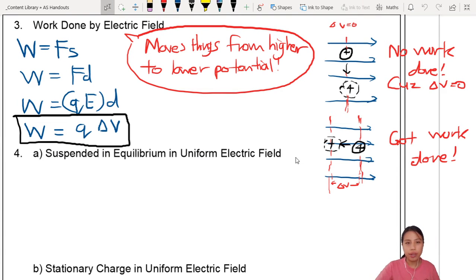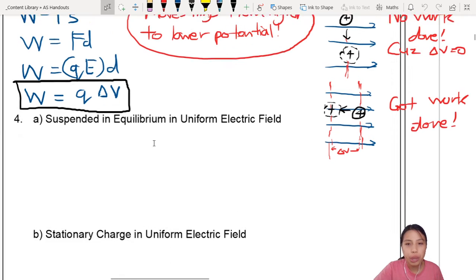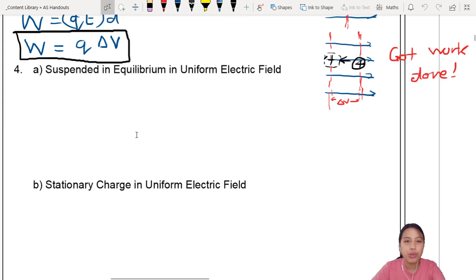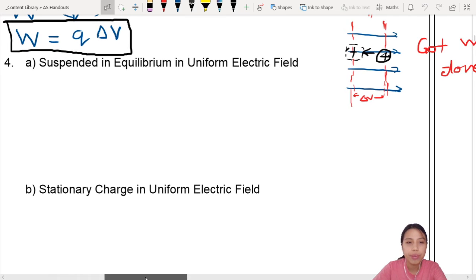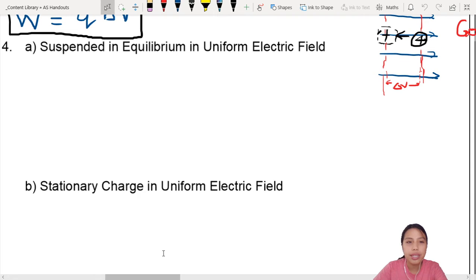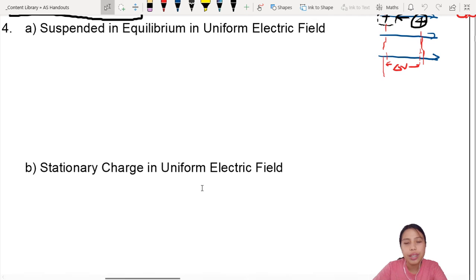That's the work done from the previous unit: how do you know if there's work done or not, and how to calculate it based on change in potential. But today we're going to look at equilibrium. Let me zoom in a little bit to make it bigger. What does suspended mean? You can think of suspended as hanging there. So some particle is hanging there, but what does that mean? Let me draw a picture for you.